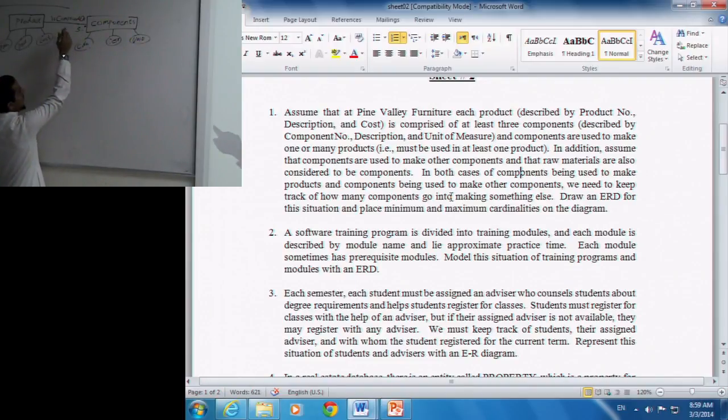Components are used to make, don't write it. Okay. One, two. Used to at least make one or many. So look at this, Abdullah. If you write it this way, where is the minimum? Where is the maximum? Yeah, the minimum is always to the left. Exactly. Must be used in at least one product. This is just an explanation. This in between brackets is just an explanation. It stresses that there must be a one.